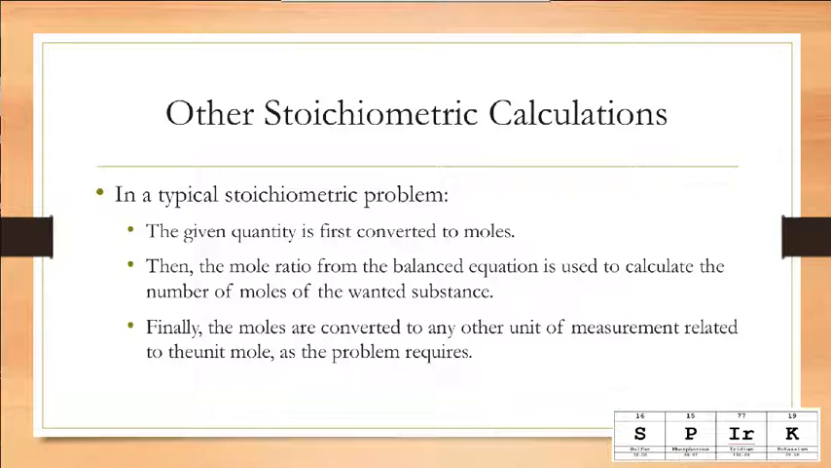So in a typical stoichiometric problem, the given quantity is first converted to moles, and then the mole ratio from the balanced equation is used to calculate the number of moles of the wanted substance. Finally, the moles are converted to any other unit of measurement related to the mole, as the problem requires. So if they're asking for atoms or molecules or even liters, we can do all that because we have conversion factors from those to moles.